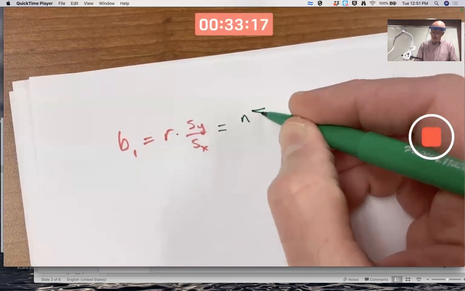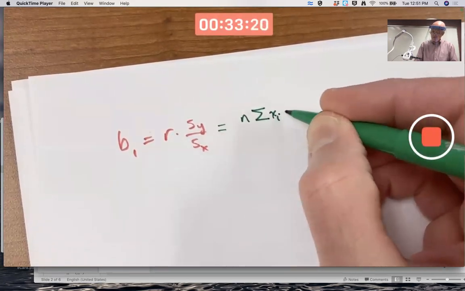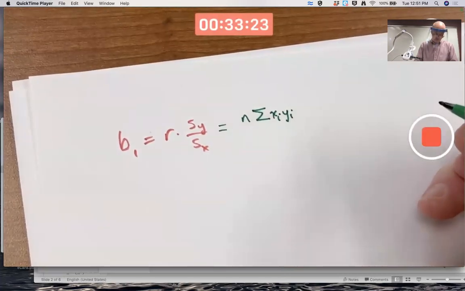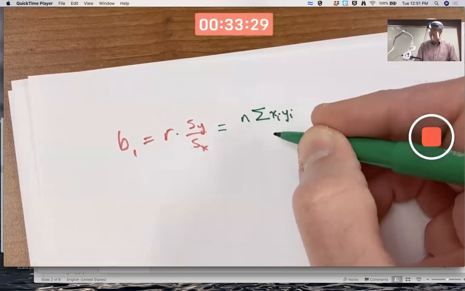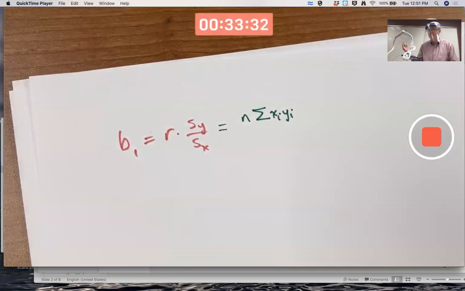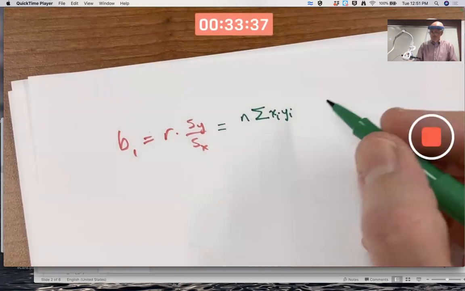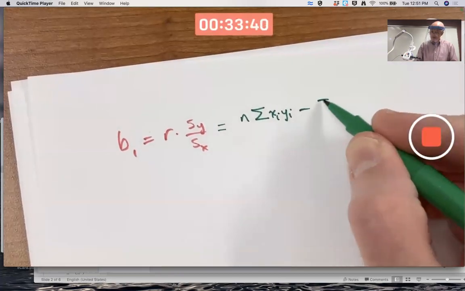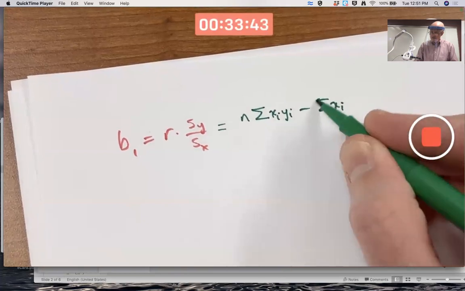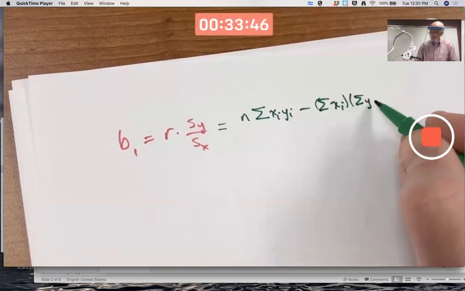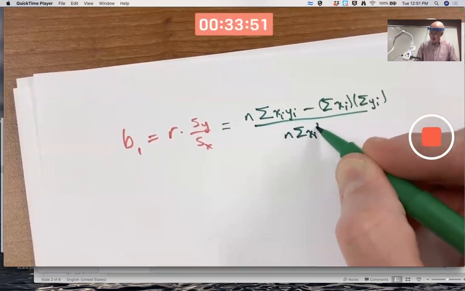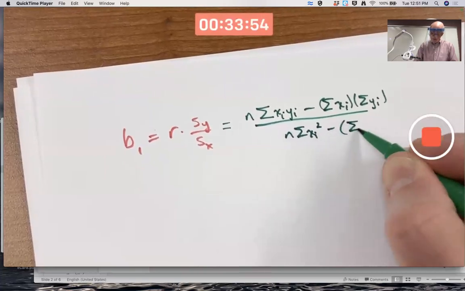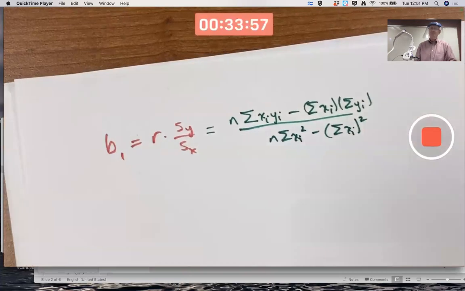It's n times the summation of the xi's times the yi's. I goes from 1 to n. By the way, I'm not going to bother typically writing I goes from 1 to n because that's always what we do in this chapter. So to save a little time and space, I won't bother doing it. It's understood. Minus the sum of the xi's times the sum of the yi's, and it's good to use parentheses here. All divided by n times the sum of the xi squareds minus the sum of the xi's quantity squared.